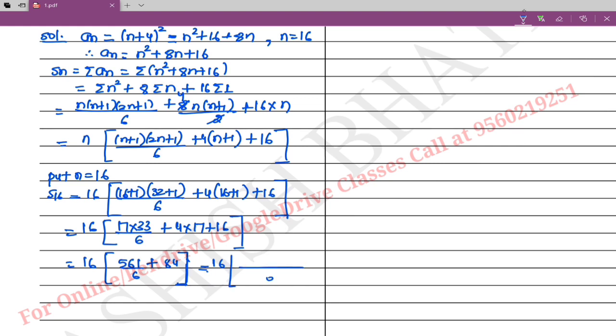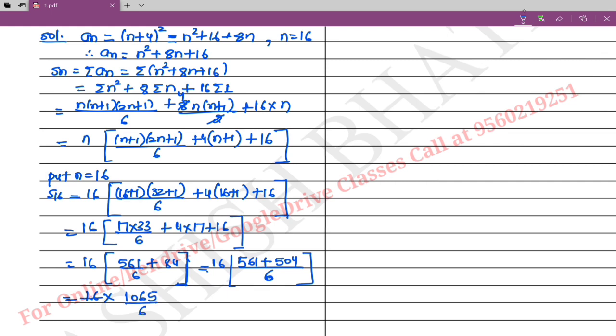The LCM here is 6. So it would be 16 into 561, plus, now 84 into 6. 84 into 6 is 504. Now 16 into 561 plus 504 is 1065, whole divided by 6.